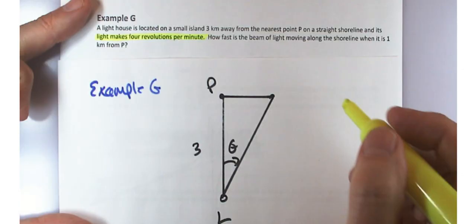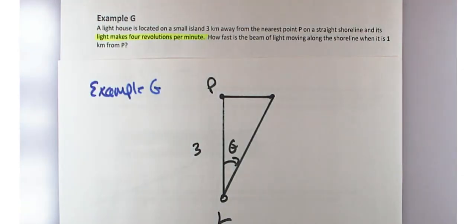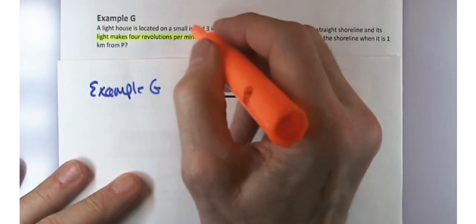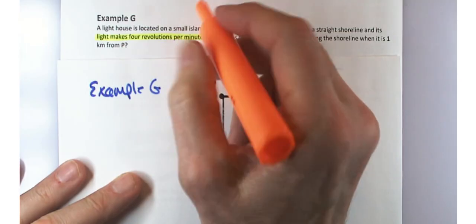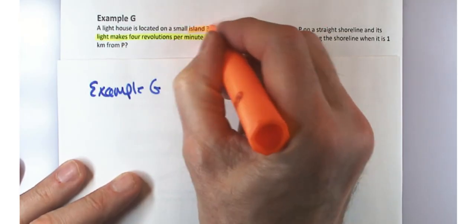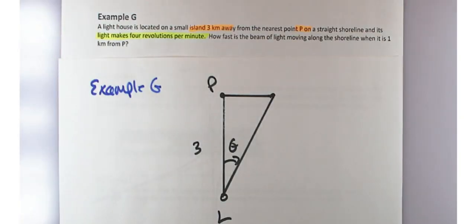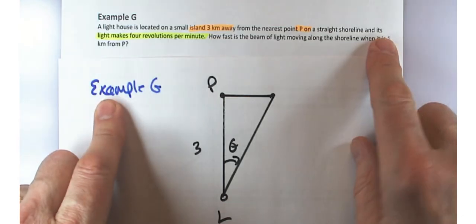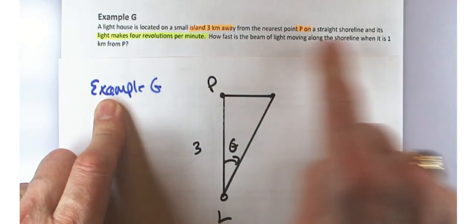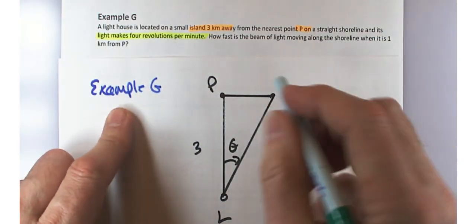Let's see if we can't figure out a couple things to write down from this. Probably want to keep track of the fact that this is 3 kilometers away from a point P on the shore, and we want to know how fast the beam is changing when it's one kilometer from P. So some other point here.